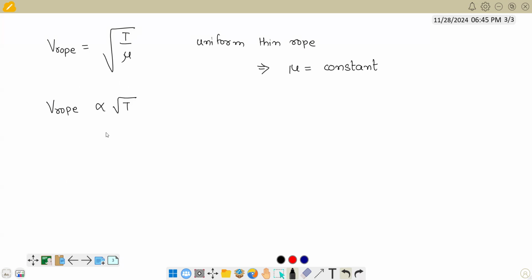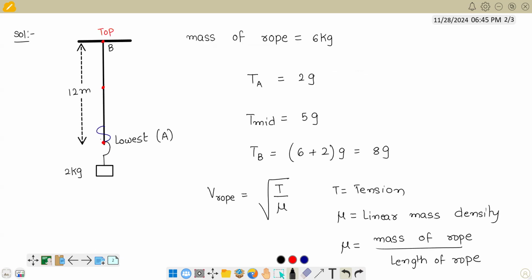Remember, we can only use this proportionality symbol when all the other terms in the formula are constant, or else it will create confusion. So velocity of a rope is proportional to root T. So as the tension increases, the speed with which this wave is traveling also increases. Initially, it could be traveling slowly, but as the tension increases, it will travel very quickly.